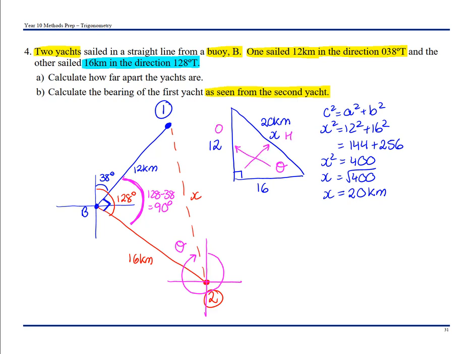Hypotenuse, opposite, adjacent, O and A. Tan theta is O over A, which is 12 over 16. Theta is inverse tan, 12 over 16. And that gives me approximately 36.87 degrees. So I've got that one.